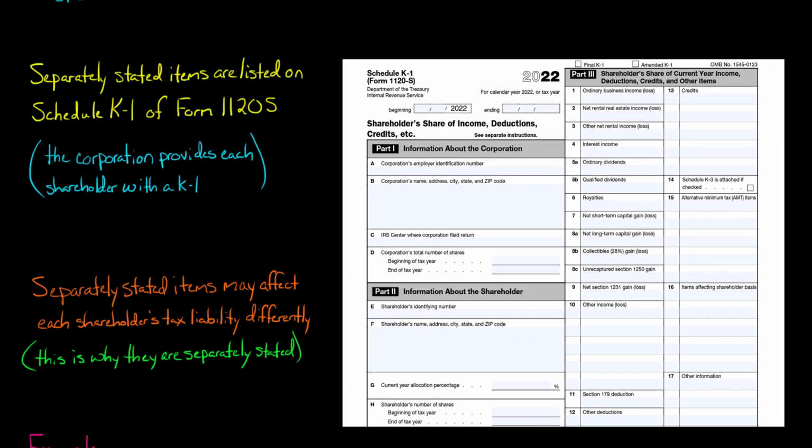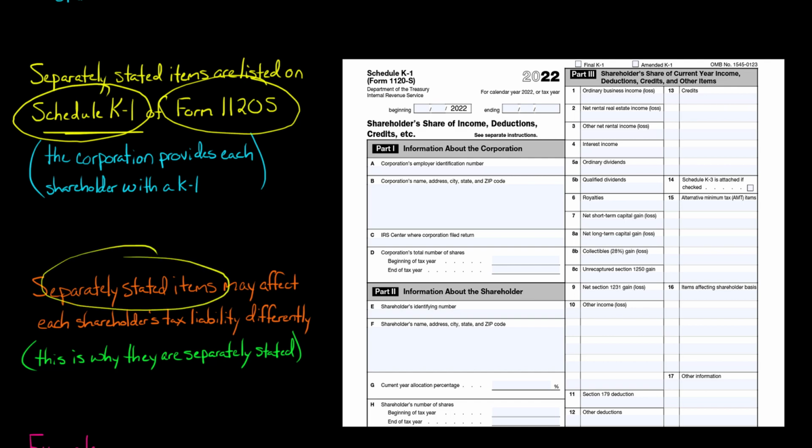So each shareholder of the S corporation is going to receive a K-1 from the corporation. Okay, Form 1120S, that is the tax return of the S corp itself, but then every shareholder gets a K-1. So on the K-1, it's going to lay out that shareholder's pro rata share of the different items. Separately stated items include things like a long-term capital gain. So right here you would report a net long-term capital gain.